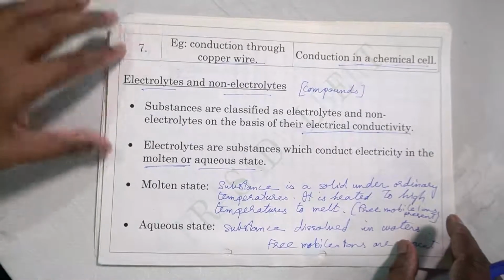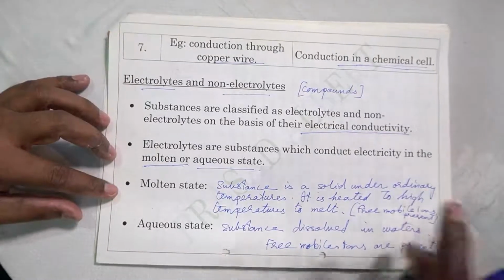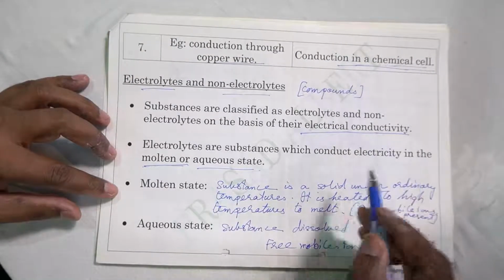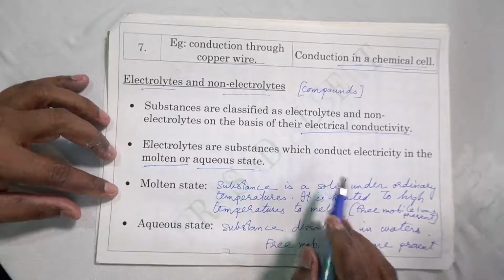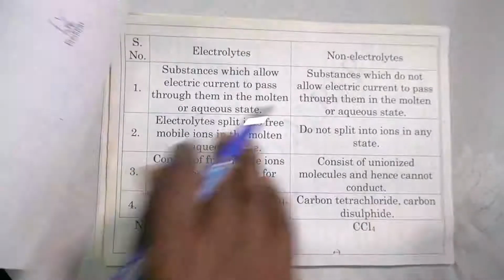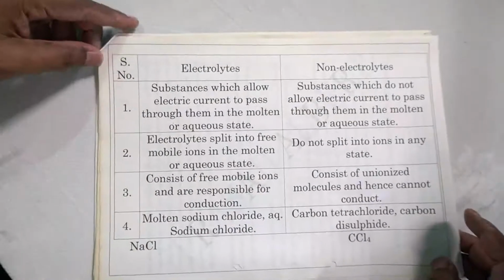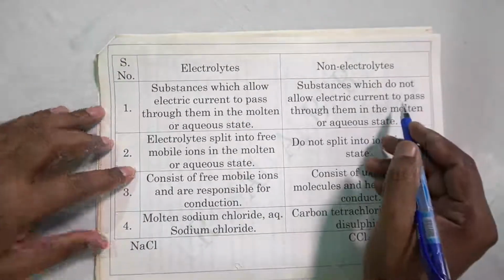So substances are classified as electrolytes and non-electrolytes. Electrolytes are substances which conduct electricity in the molten or aqueous state. Now what are non-electrolytes? Non-electrolytes are substances which do not conduct electricity in the molten or aqueous state. Let us compare their properties.